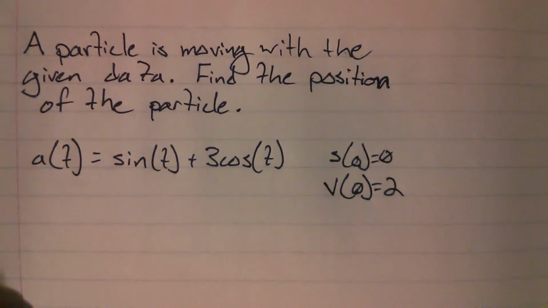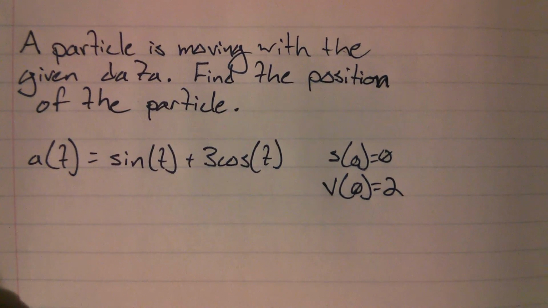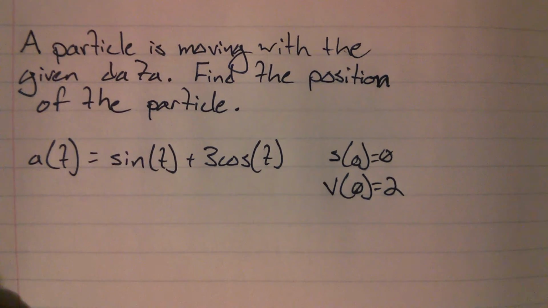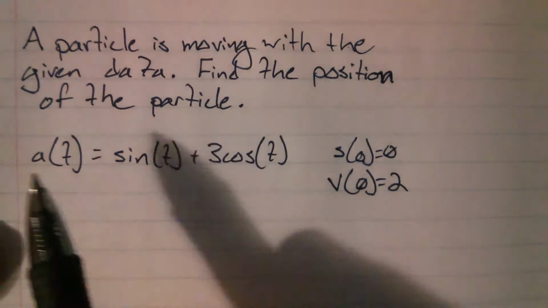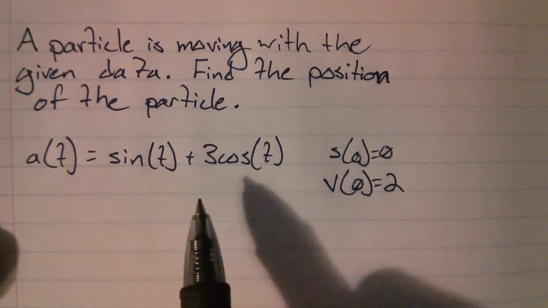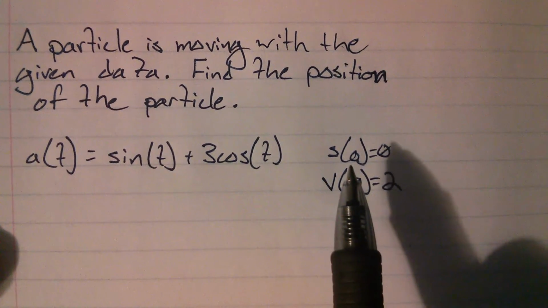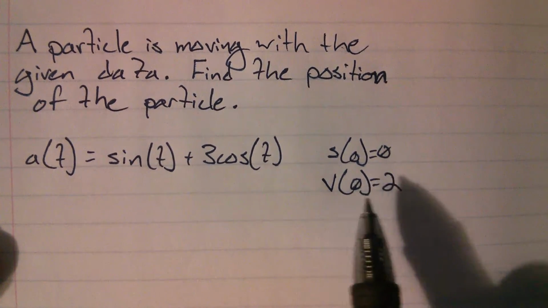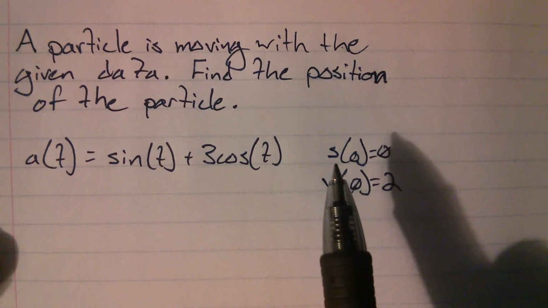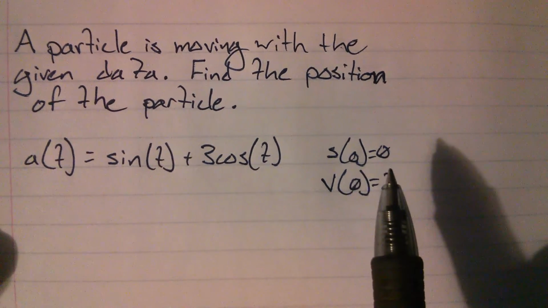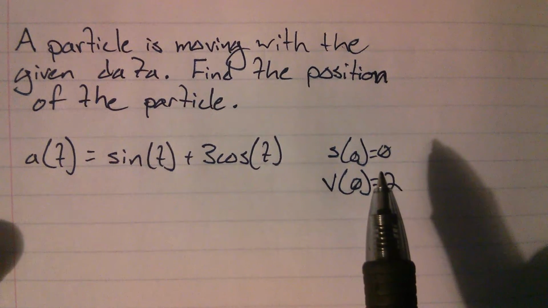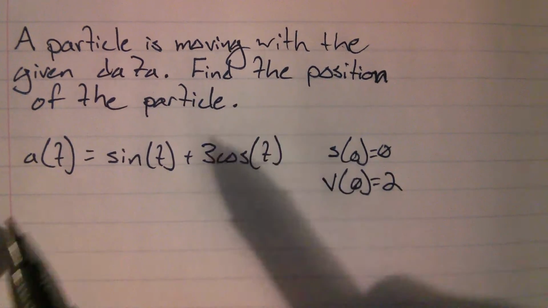The problem we'll be doing here today is: a particle is moving with the given data. Find the position of the particle. The given data we have here is the acceleration at t of the particle, and that is equal to sine of t plus 3 times the cosine of t. We're also given the velocity at time 0 is equal to 2, and the position at time 0 is equal to 0, and that'll be helpful for finding the c's after we do the antiderivatives.